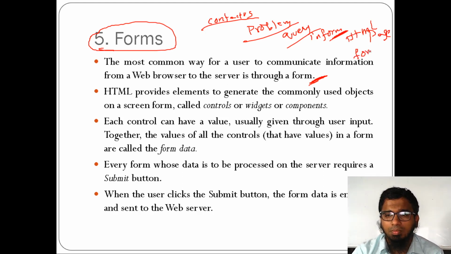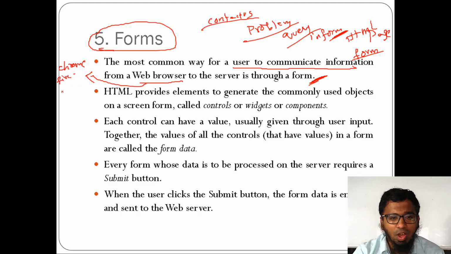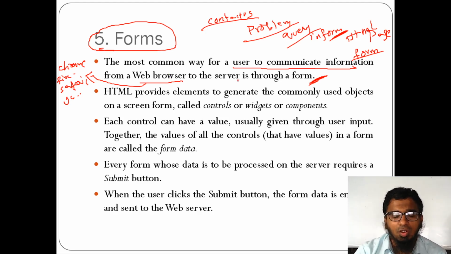So what is the page? It contains a form. So the user communicates information from a web browser. Whenever you are using the web browser, remember the web browser we already studied in the first class, web browser is like Chrome, Firefox, Safari, UC. This is all the browsers. Whenever you are using this browser, then to the server is through a form. With the help of form only you can communicate.